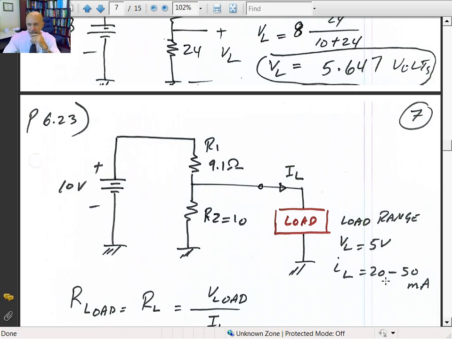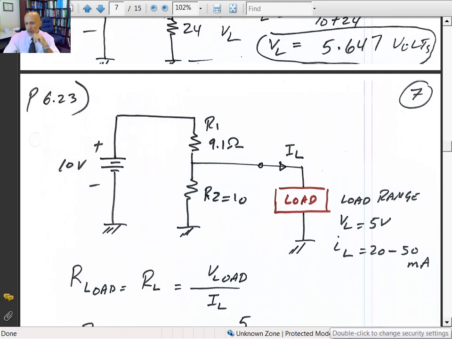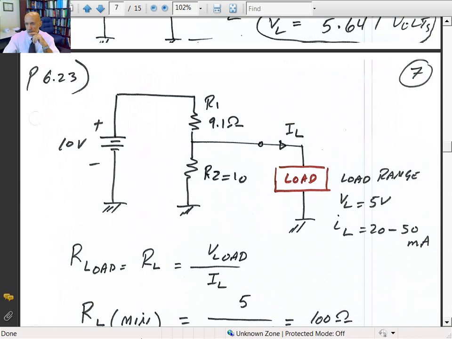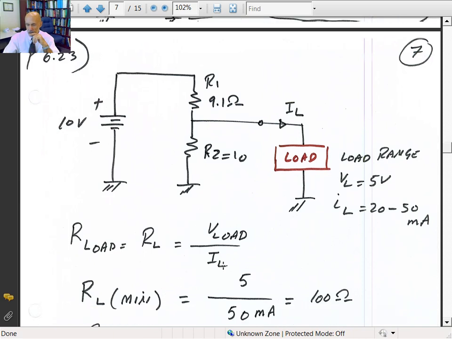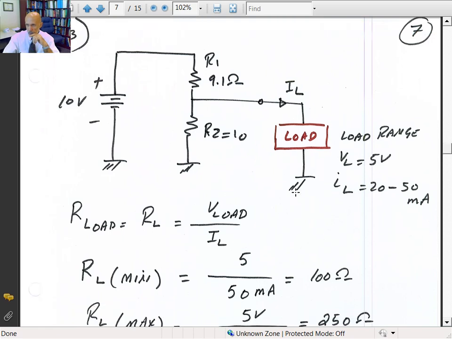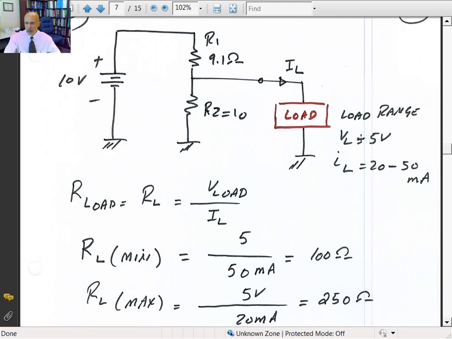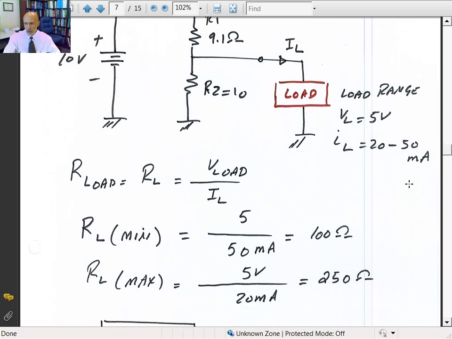So if you calculate R of the load, the range of R of the load would be equal to V sub L divided by I of L. So the minimum value for the load would be equal to R of the load when I of L is maximum. So plug in 50 milliamps, that will give you the minimum value for R of L. When I of L is minimum, then you have the maximum resistance of the load. So that gives you the two limits. So the R of L would go from 100 ohms to 250 to give you 20 to 50 milliamps current.